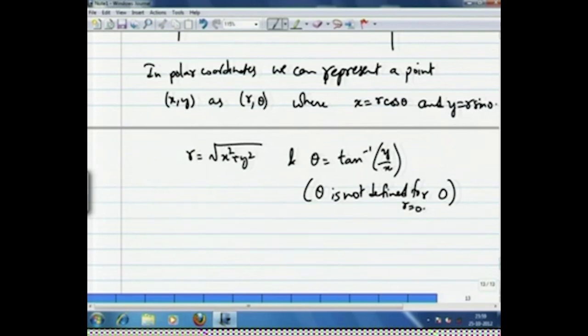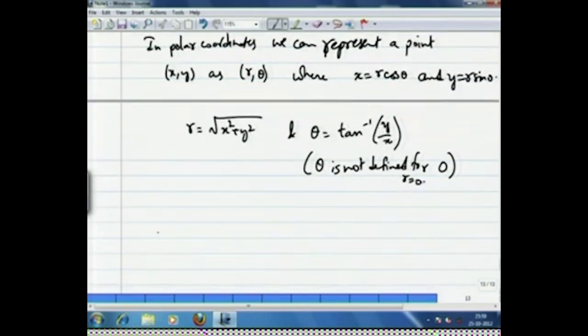And likewise, owing to this, we have a polar representation of a complex number.